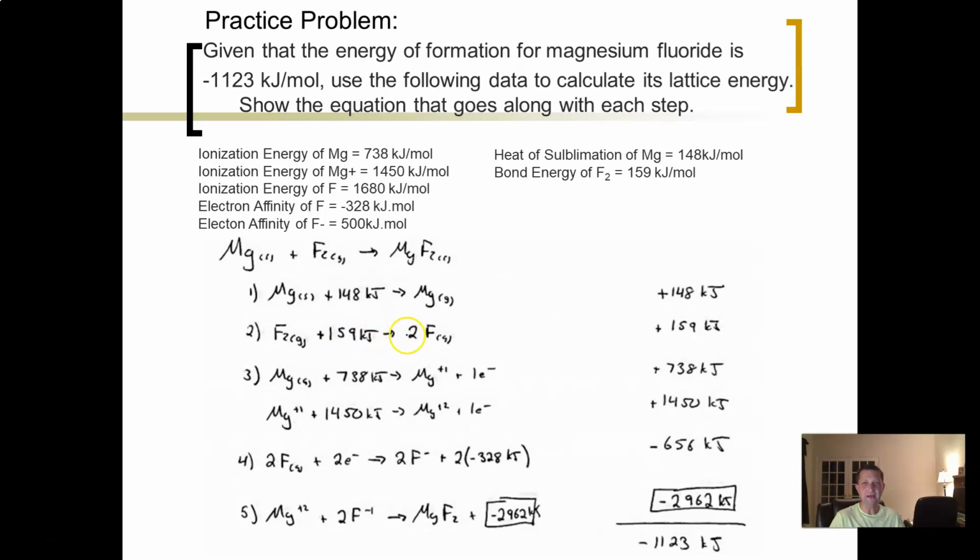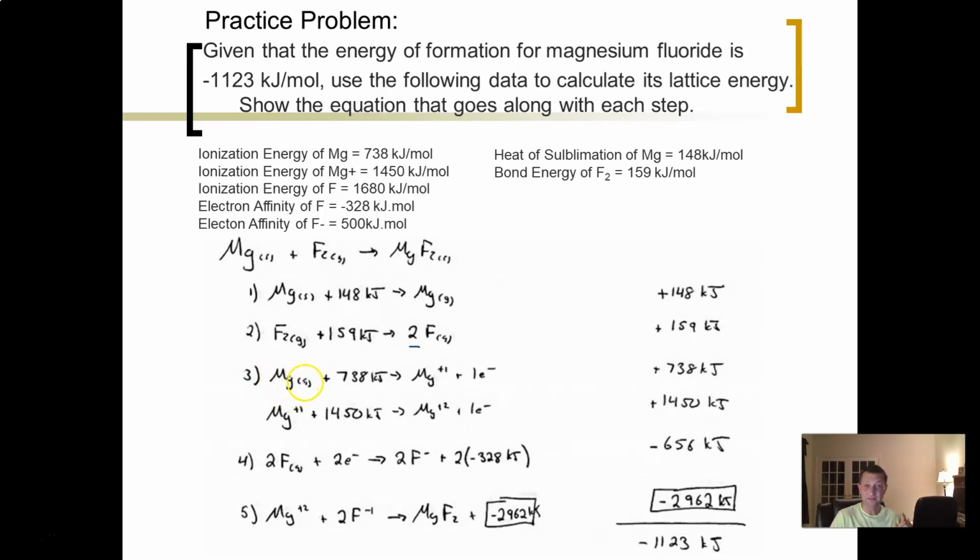Everything has to stay balanced. This is a big mistake here. F2 plus 159 kilojoules yields 2F. Do not screw that up. Okay, you can't take an F2 and just turn it into 1 fluorine. Okay, there's 2 there. Step 3, remove your electrons.